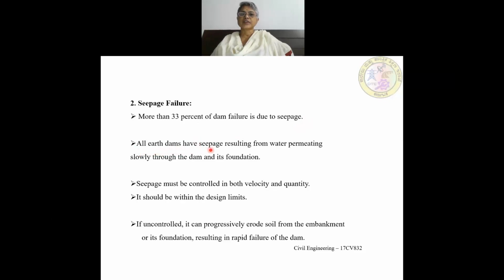All earth dams have seepage resulting from water permeating slowly through the dam and its foundation. We know an earthen dam is made up of natural materials and independent particles. They are made up of almost pervious soils. Correct? Soils are pervious, so water will seep through the dams. This seepage must be controlled in both velocity and quantity.